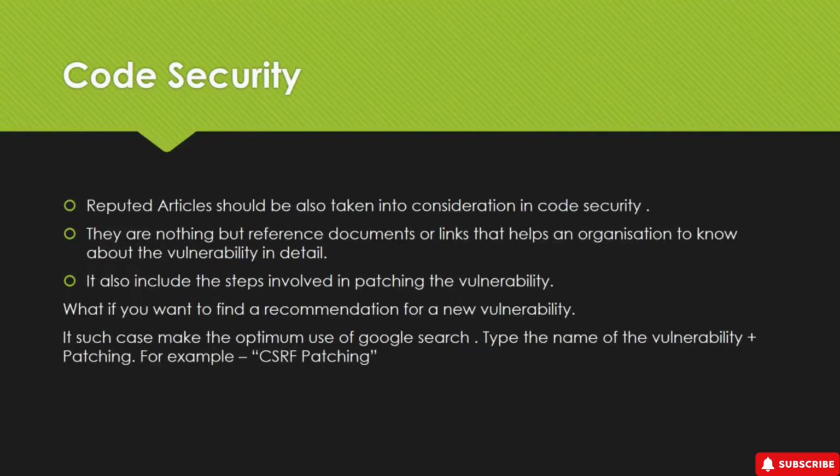Apart from that, let's talk about references. Reference articles should also be taken into consideration. They are nothing but reference documents or links that help an organization to know about the vulnerability in detail. It also includes the steps involved in patching the vulnerability. For example, what if you want to find a recommendation for a new vulnerability? In such a case, make optimum use of Google search. Type the name of the vulnerability plus patching. For example, if you are searching for CSRF, then write CSRF patching.